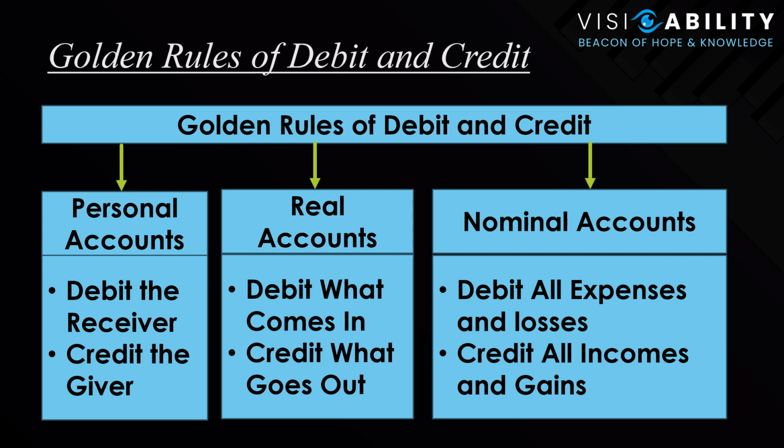So let's summarize once again what exactly are the golden rules. For personal accounts, debit the receiver, credit the giver. For real accounts, debit what comes in, credit what goes out. For nominal accounts, debit all expenses and losses, credit all incomes and gains. Although it may be a bit difficult for you to understand or remember right now, as we go ahead with examples, things will be much clearer to all of you.